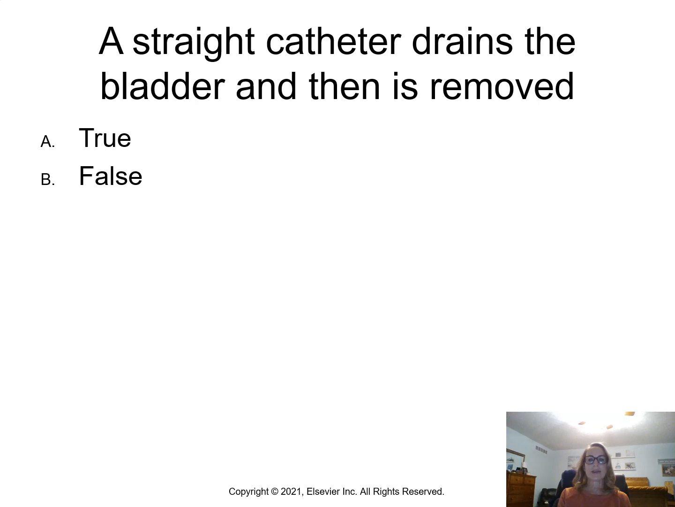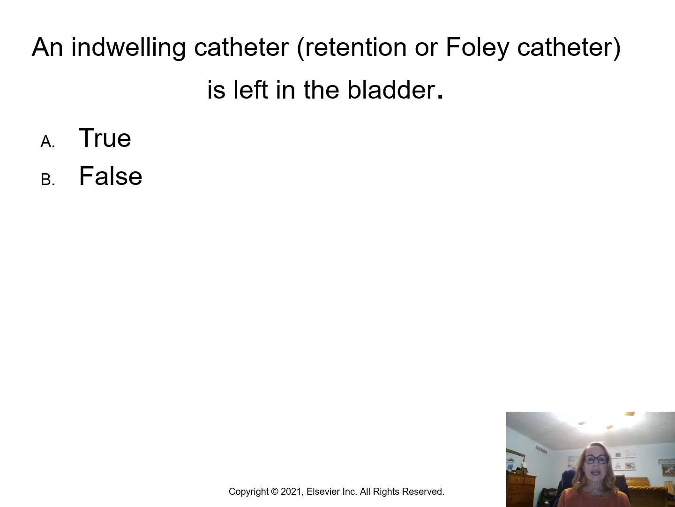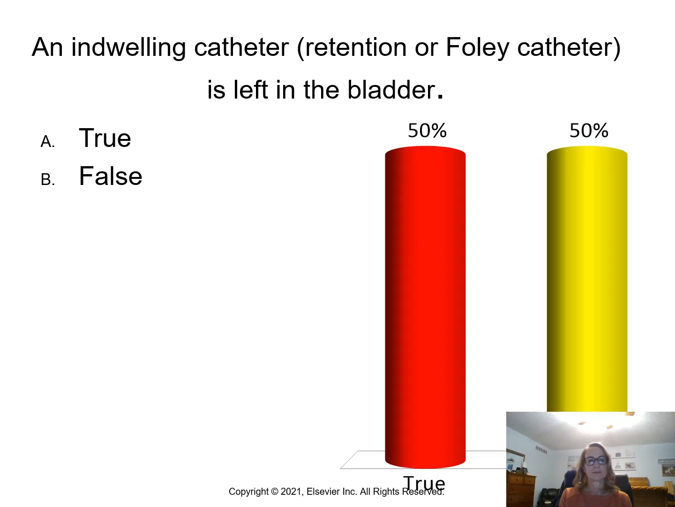A straight catheter drains the bladder and then is removed. True or false? That is true. So maybe this person isn't emptying their bladder all the way, so we'll put a straight catheter in and empty the rest of it. That way we can measure to see how much residual is left. An indwelling catheter, which is called a retention or Foley catheter, is left in the bladder. True or false? That's true.